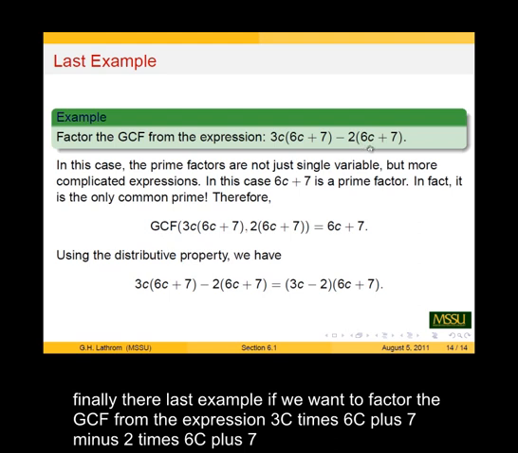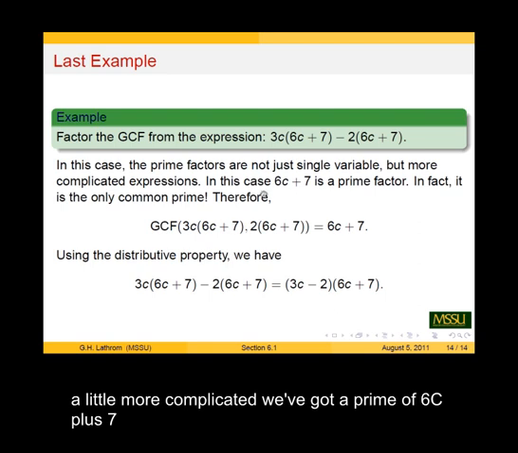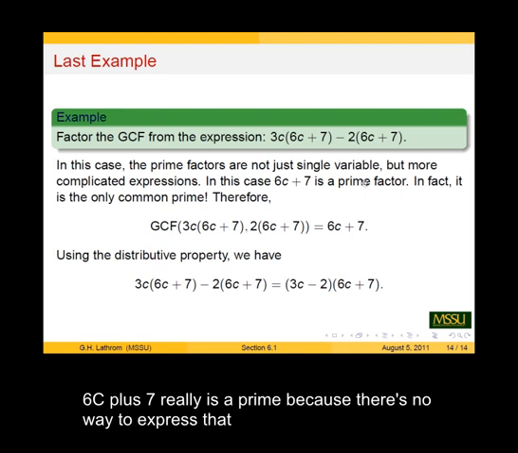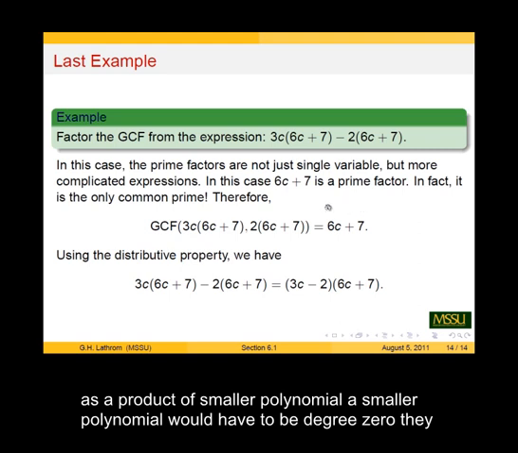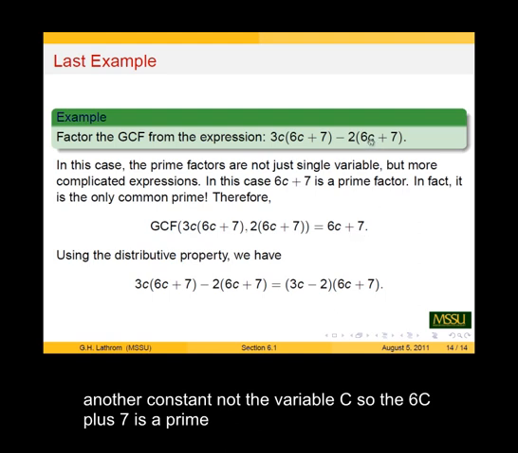Finally, in our last example, we want to factor the GCF from the expression 3c times (6c plus 7) minus 2 times (6c plus 7). In this case the prime factor is not just a single variable, but something a little more complicated. We've got a prime of 6c plus 7. 6c plus 7 really is a prime because there's no way to express it as a product of smaller polynomials. A smaller polynomial would have to be degree 0, so they would have to be constants. If we multiply two constants together, we're going to get another constant, not a variable c. So 6c plus 7 is a prime.